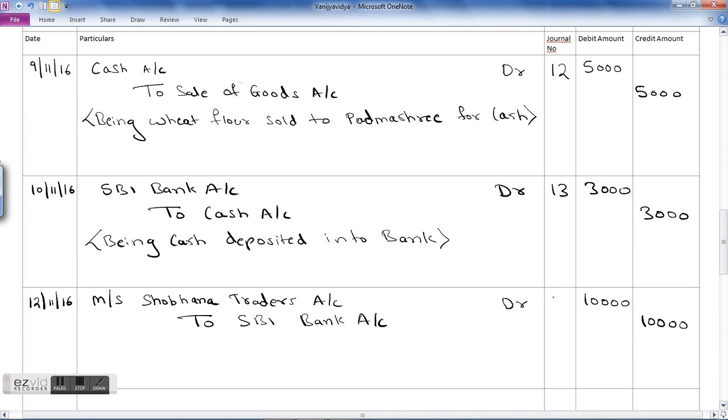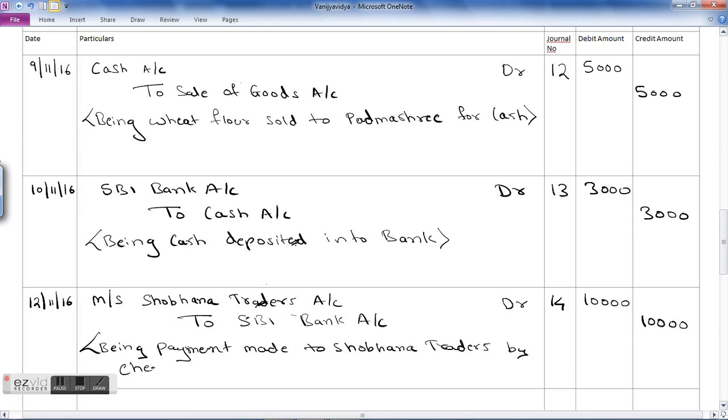Transaction number 14. So being payment to Shobhana Traders by check, by check number so and so, date so and so. Okay, now let's move to the next transaction.